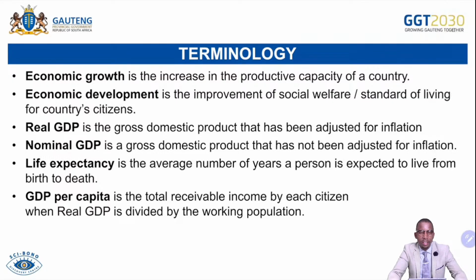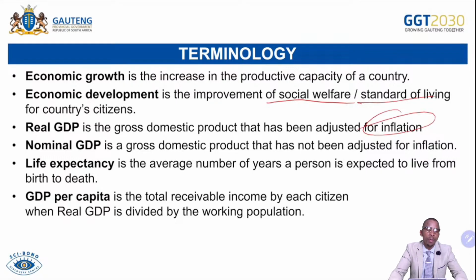Economic growth is the increase in productive capacity of goods and services. Economic development is the improvement of social welfare, social well-being or the living standard of the country's citizens. Real GDP is the gross domestic product that has been adjusted for inflation. Remember, if we talk about real GDP, we mean GDP figures where the inflation effect has been removed. Nominal GDP is gross domestic product that has not been adjusted for inflation, so it has an inflation effect.